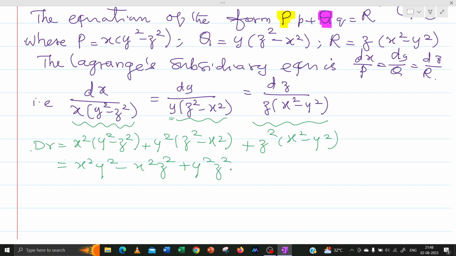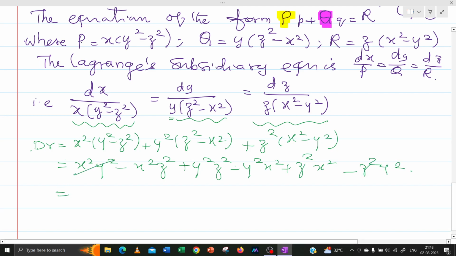square minus y square x square plus z square x square minus z square y square. Now we can see that x square y square gets cancelled, x square z square gets cancelled, y square z square gets cancelled. So here we will get the denominator equal to 0.